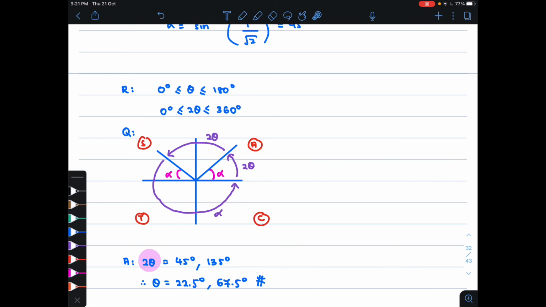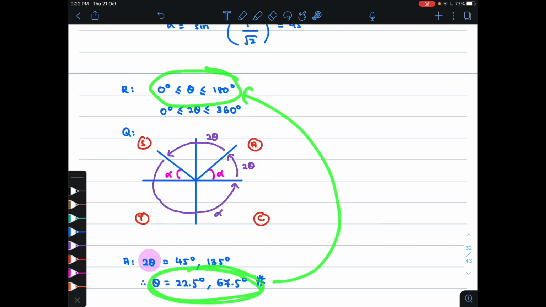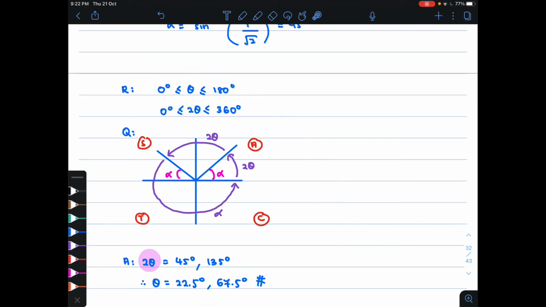And then try to check from range as well. Okay, here theta is these 2 values. So look at theta as well. Theta should be between 0 and 180 degree. So make sure your answer theta here follows the range of theta as well. Okay, so we can see that these 2 values is within this range. So this should be correct.